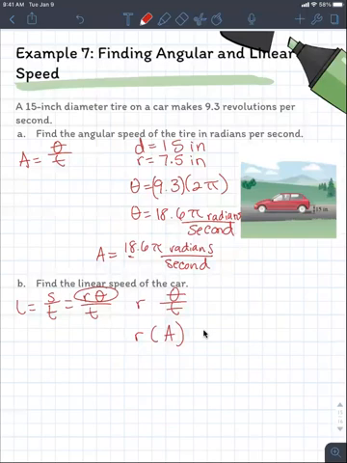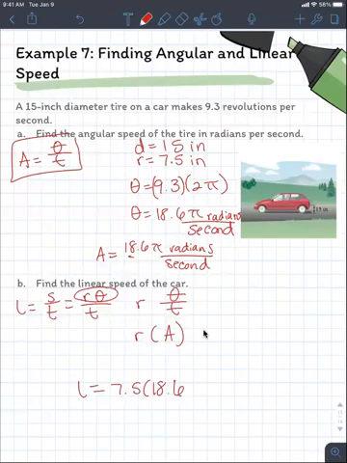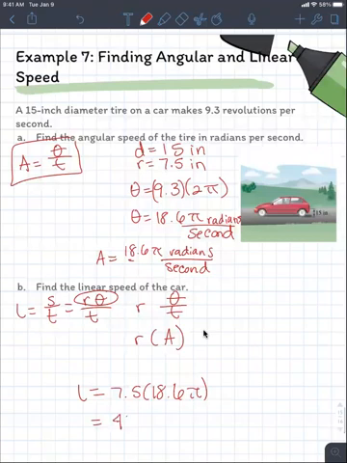Okay, so up here we said that the angular speed is theta over t. We already have theta over t, which is 18.6 pi. We're just going to multiply it by our radius, which was 7.5. So our linear speed is 7.5 times 18.6 pi, which comes out to approximately 438.25 inches per second. There we go.